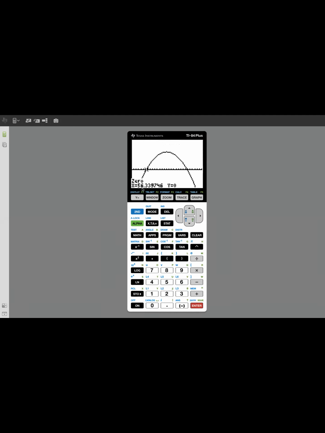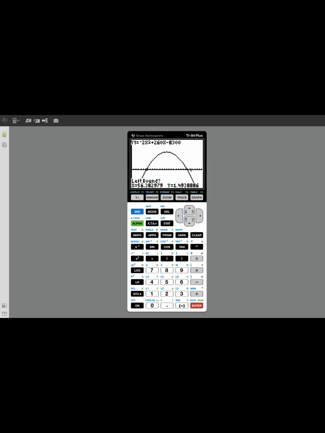All right, and check it out, guys. Here is one of the solutions that we found algebraically. So 56.34 rounded is one solution. All right, so to get the other solution over here, this other 0, let's do second trace. We want to select 0 again, enter.